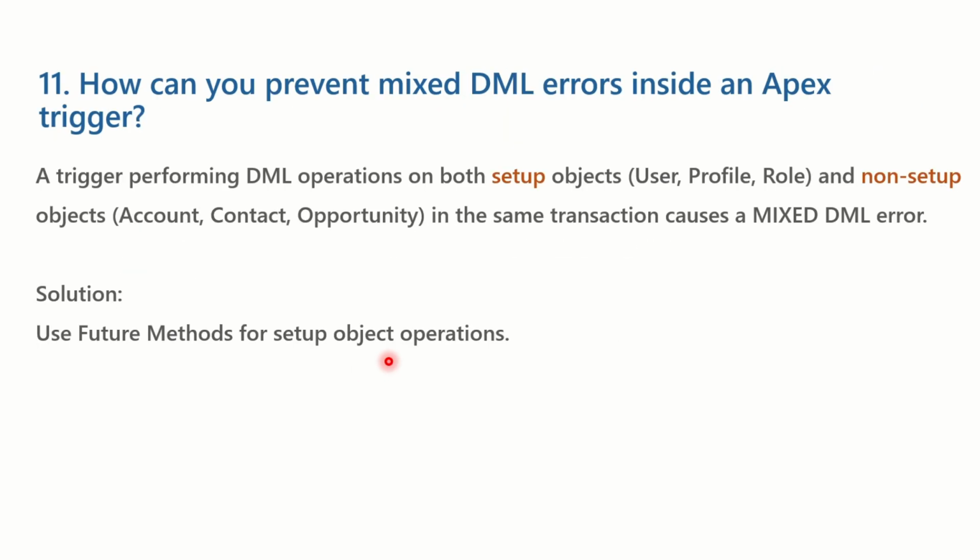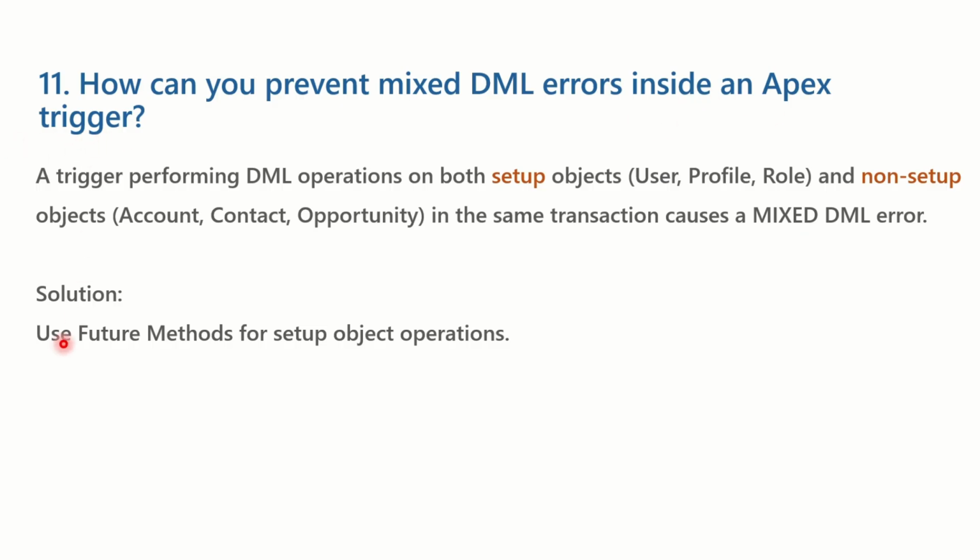Then the next question is, how can you prevent mixed DML errors inside an Apex trigger? We know that mixed DML means you are trying to update a setup object like user, profile, or role, and a non-setup object, meaning our normal day-to-day objects, like account and contact. If you try to update these two types of objects in the same transaction, you will get a mixed DML error. Now, how do you avoid it in a trigger?